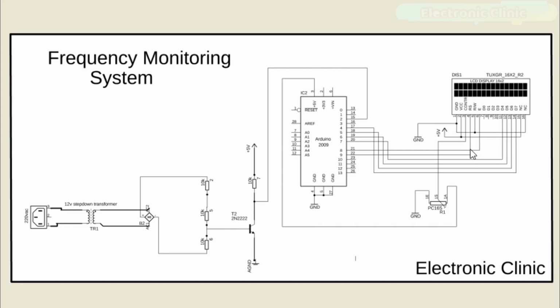5 volts from Arduino is connected with pin number 2 and pin number 15. The middle pin of the variable resistor or potentiometer is connected with pin number 3 of the LCD, while the other two pins are connected with ground and 5 volt.